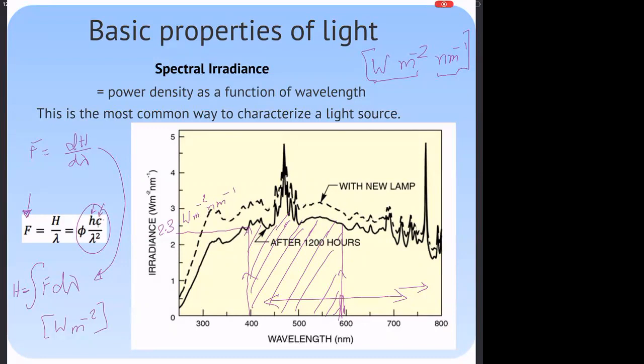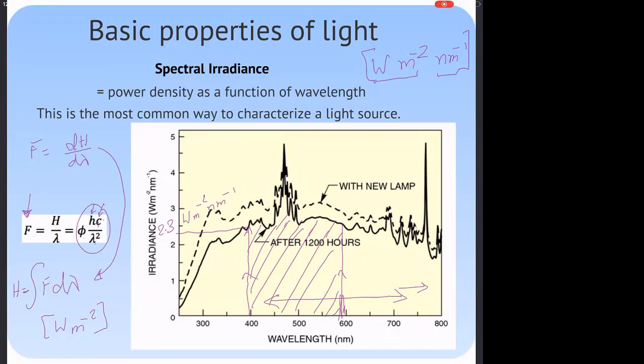Of course, the speed of light can change in some materials. We'll come to that later on, but let's put that aside. For now, they don't change. So the only thing that it depends upon is the wavelength of light, as we know, and the phi, which is a flux. Okay, so how much power?